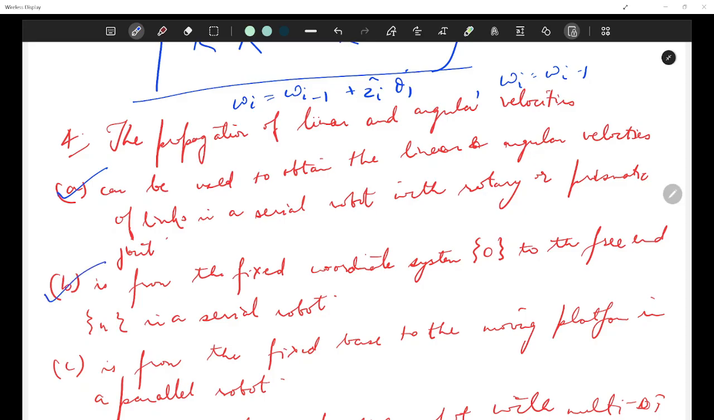Okay. It is from the fixed base to the moving platform in a parallel robot. This is wrong because parallel robots have closed loops. Velocity cannot be obtained by simple forward propagation, right? You must use loop closure constraints, constraint differentiation, and elimination of passive joint rates, and then there is no single chain from base to platform. The simple propagation does not work. Therefore, option 3 is definitely incorrect.